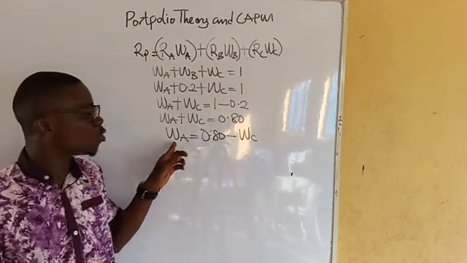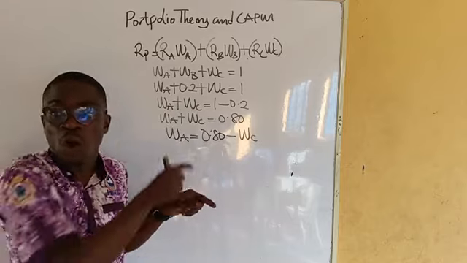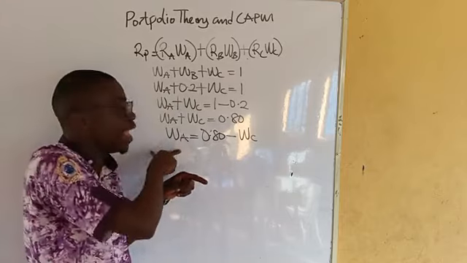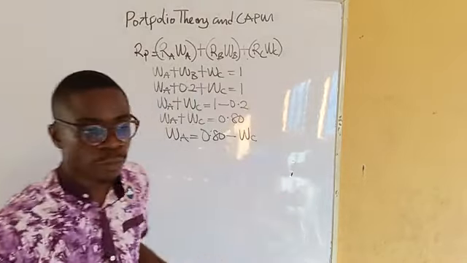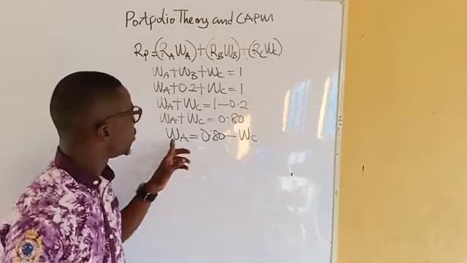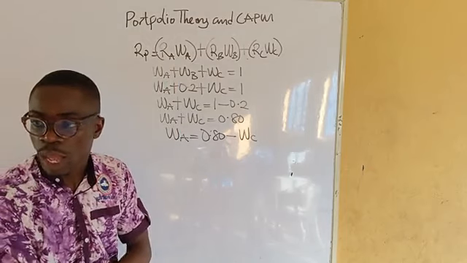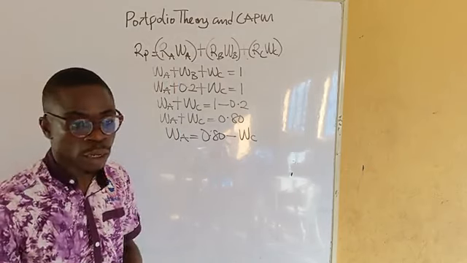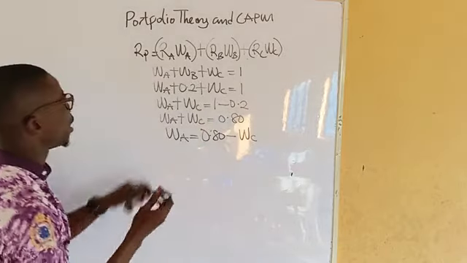That means to get the weight of A, whatever will be the percentage of investment to invest in A, it will be 80% minus that of C. Now, we have been able to get this weight of A. Are we together? Now, let's look at it.